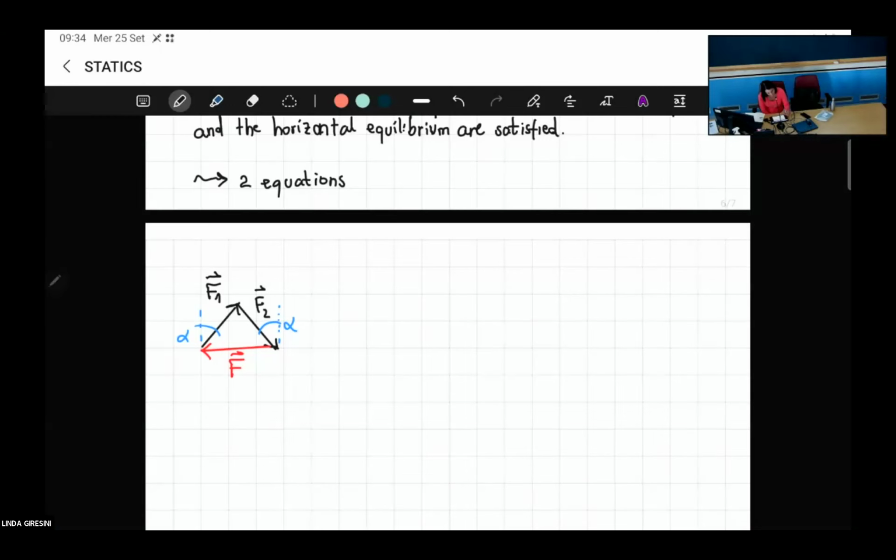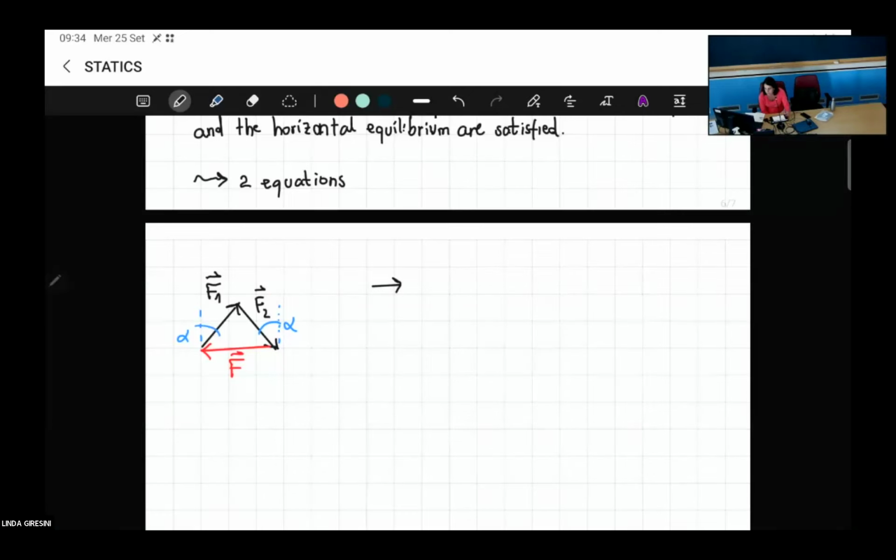So let's first write the equilibrium in the horizontal direction. For this, I need to find the components of F1 and F2 along the horizontal axis, which is X. Here, X and Y are implicitly considered, but they are always there. We don't need to put them in explicitly, but you always have to imagine a coordinate system.